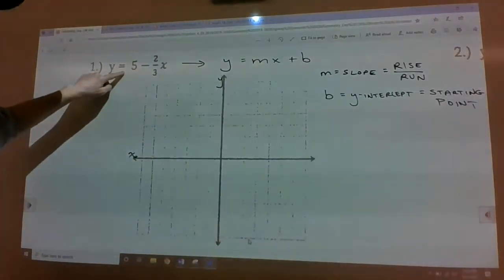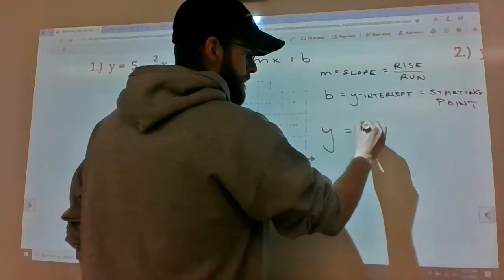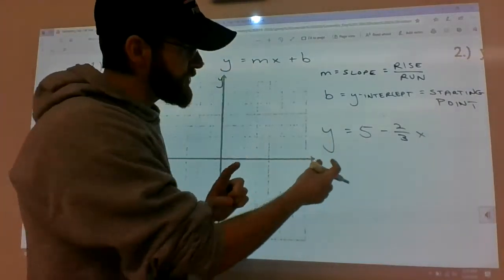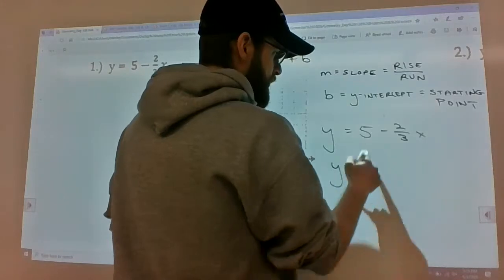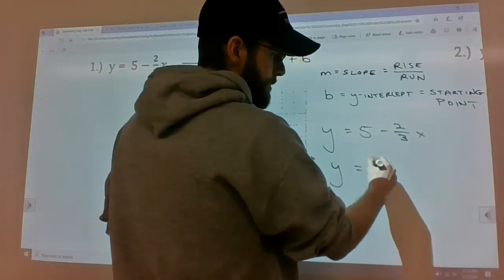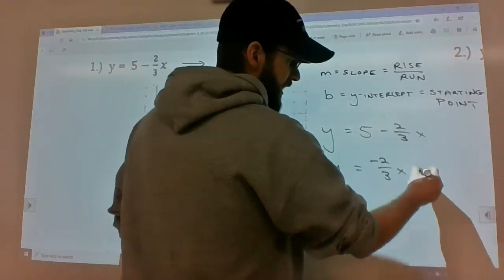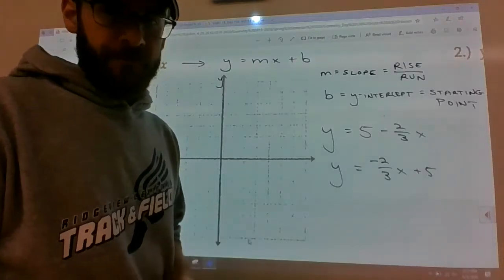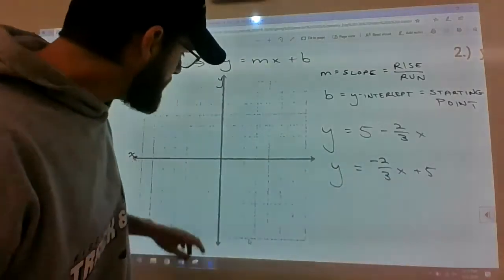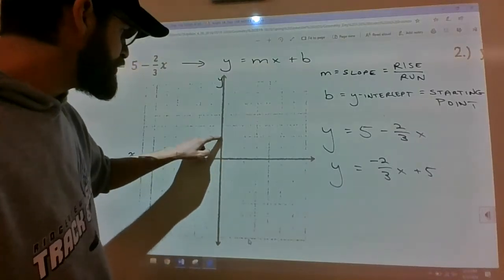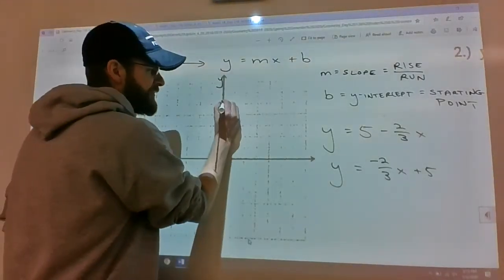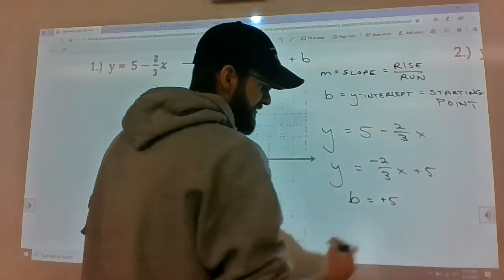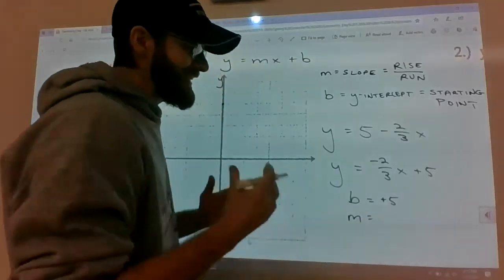Our first one is y equals 5 minus 2/3 x. I would say use the commutative property right away to flip those two around. So 5 minus 2/3 x is the same as minus 2/3 x plus 5. So our starting point is going to be 5. So that means starting at the origin, we're going to go up 1, 2, 3, 4, 5 units and plot a point. So b is equal to a positive 5. Our m is going to equal negative 2/3.